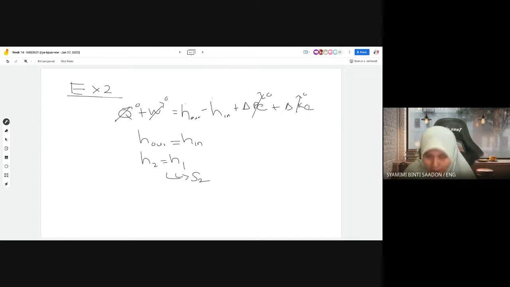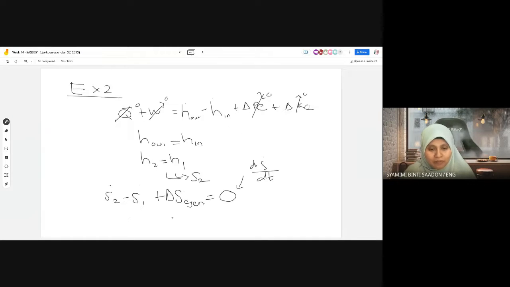And then to calculate the entropy generation, S2 minus S1, use pointers. Okay, and this is entropy generation equals 0 because it is steady flow. Steady flow, so here actually ds over dt, the rate of change of entropy, but steady flow, so this value will be 0. So this one you get from here, S2 and S1 using the table. So you get the entropy generated.